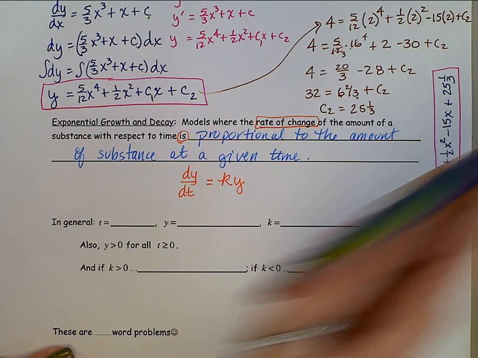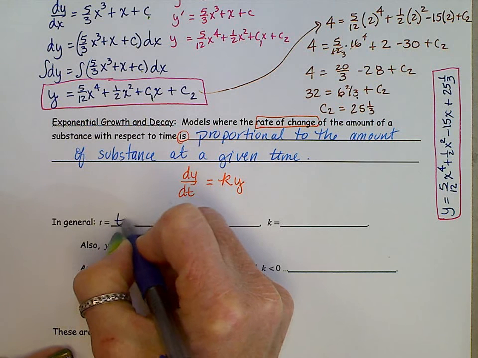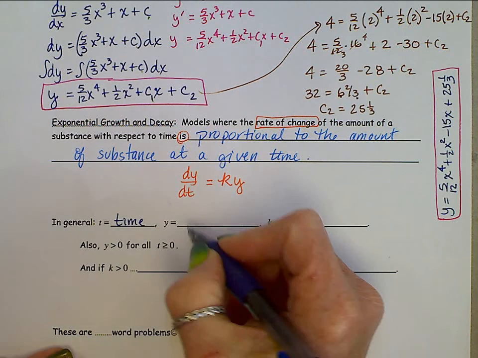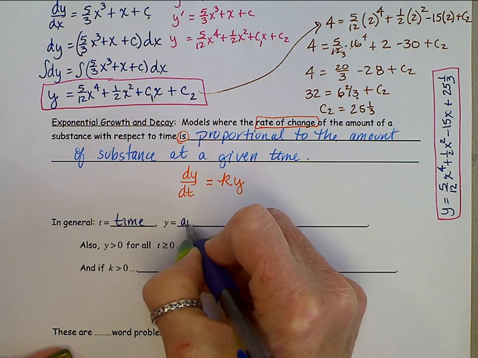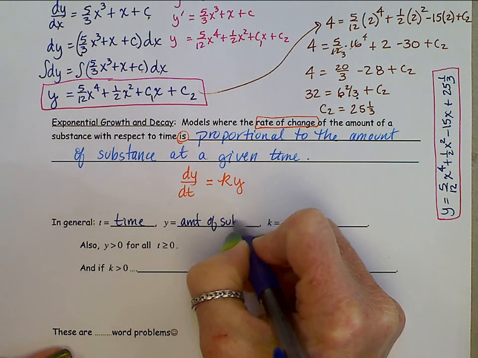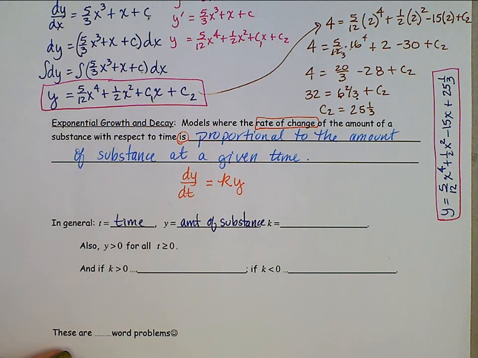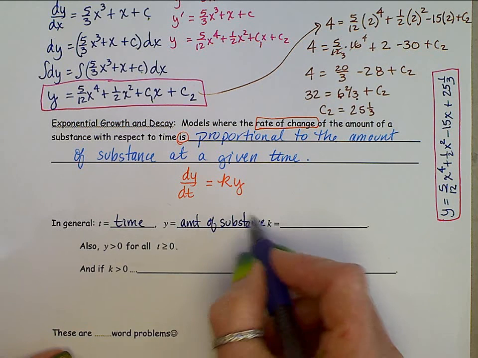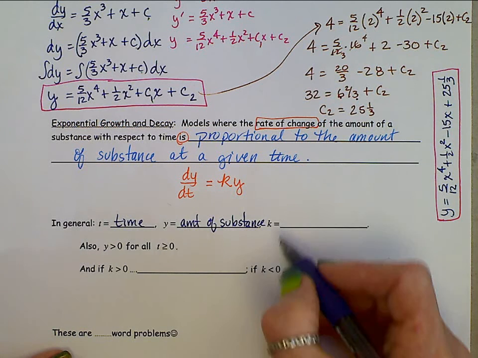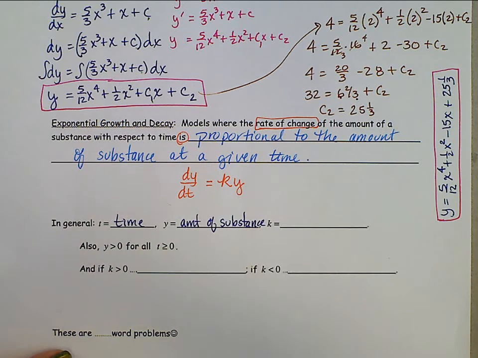In general, t is time, y is the amount of the substance. That substance could be bacteria, it could be money, it could be rabbits in a population, it could be the value of your car, it could be carbon-14 for a half-life, all kinds of stuff. And k is a constant.